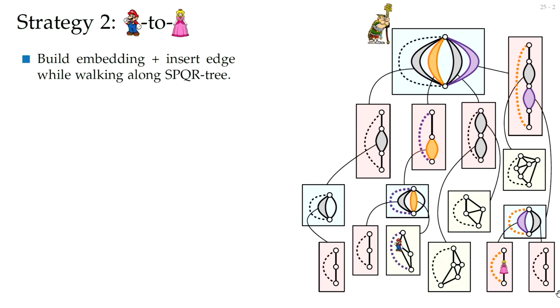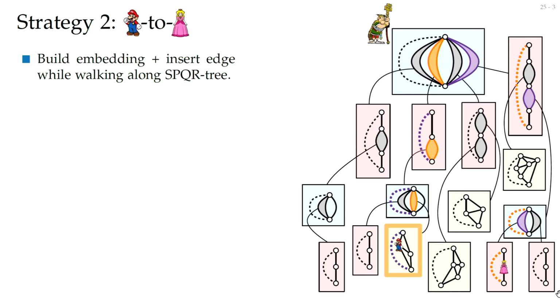So we don't start with the whole embedding, but we just start with this component here. This is our beginning. And what we want to do is find a path from Mario to Peach. So we already want to use our algorithm for this embedded part here. But there's no Peach here, so we cannot do that.